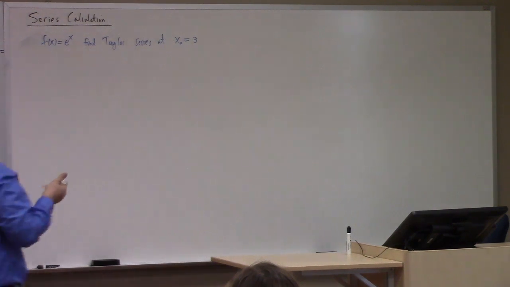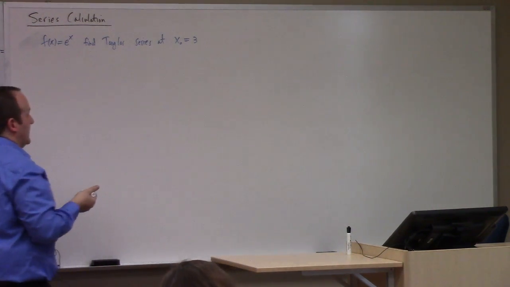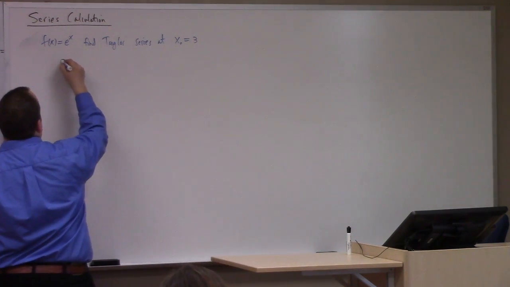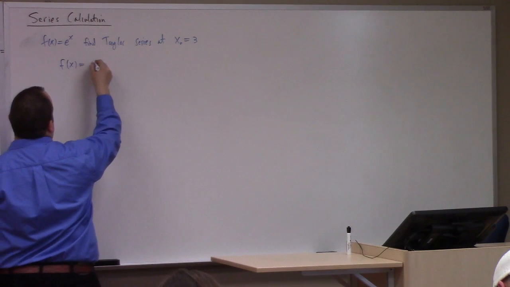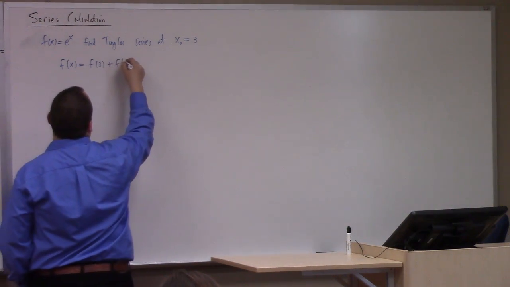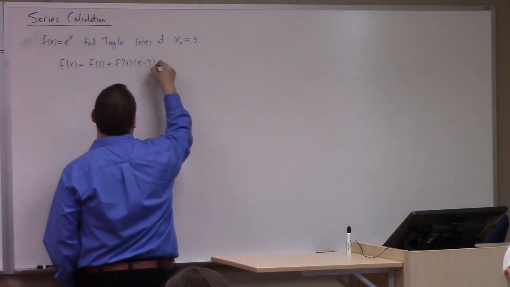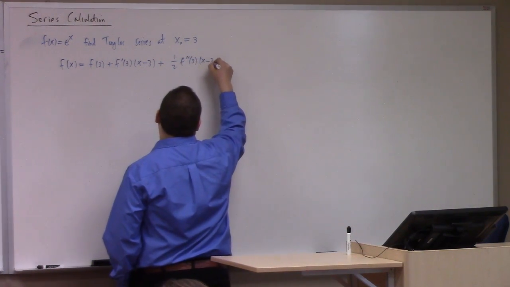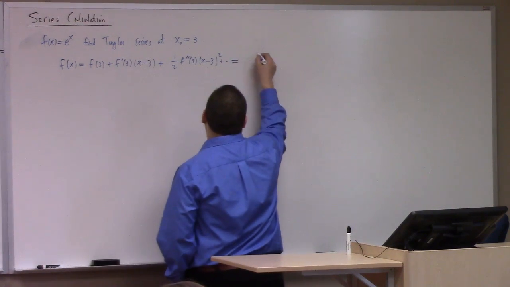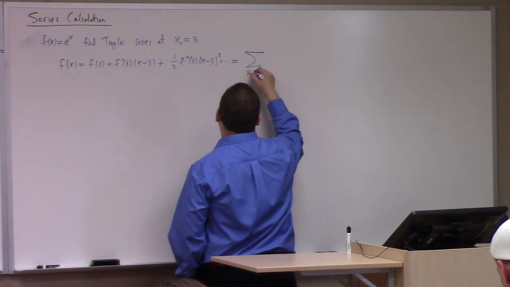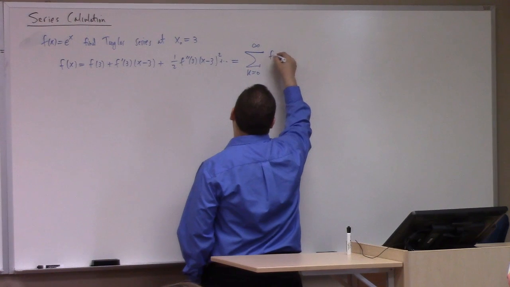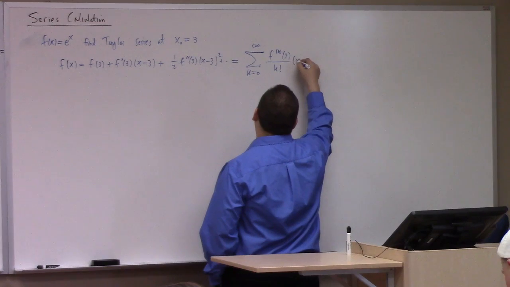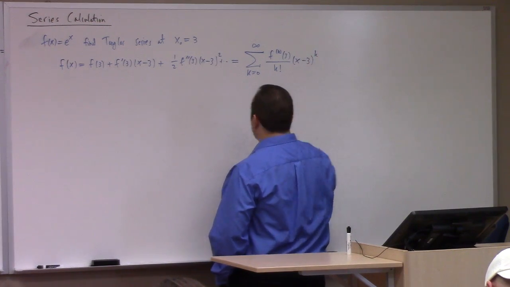So here, there are two ways you could think about this. I guess we could just use Taylor's theorem directly, right? So Taylor's theorem directly would say what? f of x is equal to f of 3 plus f prime of 3 times x minus 3 plus 1/2 f double prime of 3 times x minus 3 squared plus dot dot dot. Okay, we could write it more elegantly like this: sum k equals 0 to infinity, the kth derivative at 3 over k factorial times x minus 3 to the k.